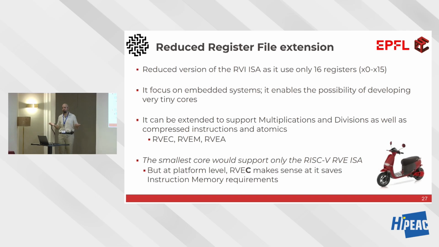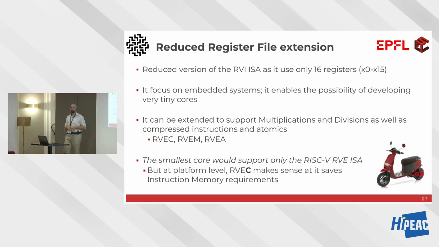Again, remember, there's no one-fits-all solution. In this case, going back to the moto and car slides, it would be like something where you care about the power, care about the energy. So the goal of whoever proposed these extensions was doing something small, low power. And usually the E extension is put together with the C, the compressed one. Is a CPU implementing RVEC bigger or smaller than a CPU implementing RVE without the C?